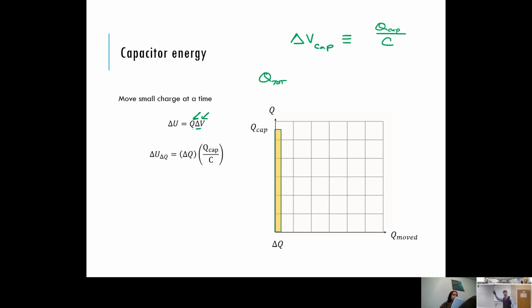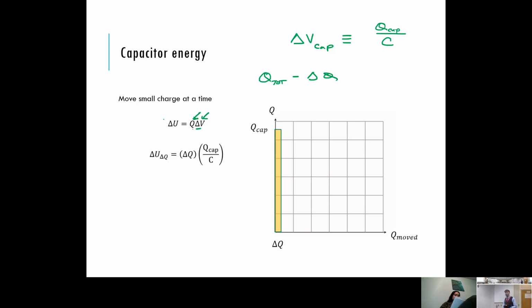So after I pluck some delta Q off the top plate and dump it on the bottom plate, what's the charge of the capacitor now? It's a little less. If I start off with a total amount, after the first move, I have a little less.